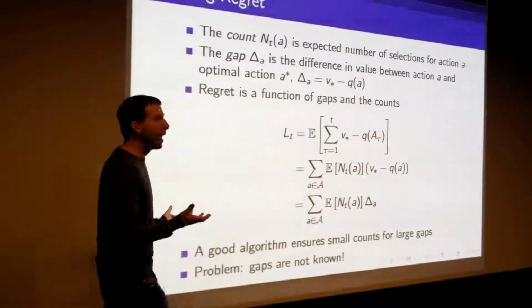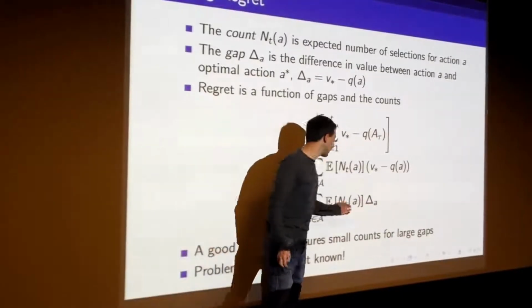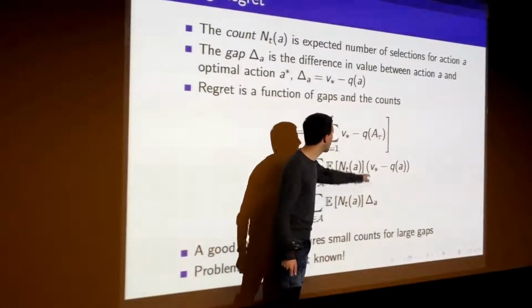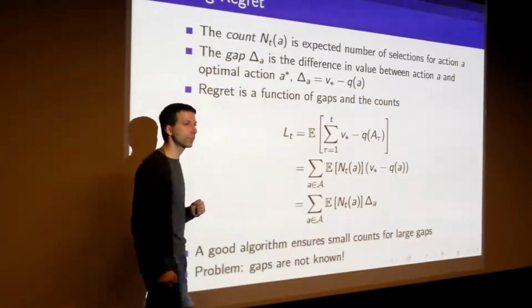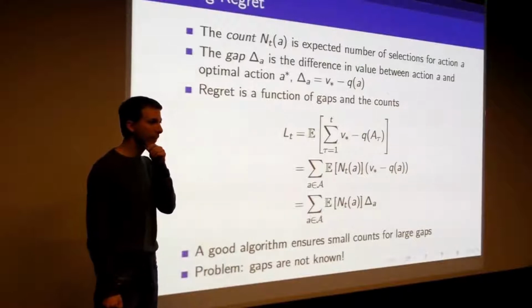And the problem is that these gaps aren't known. Like, we don't know these gaps. We can count how many times we pick an action, but we don't know the gaps because we don't know B star. Yeah, question? The gaps obviously are different for each action, but they don't change over time, is that right?